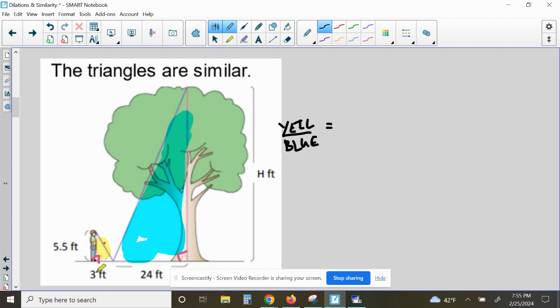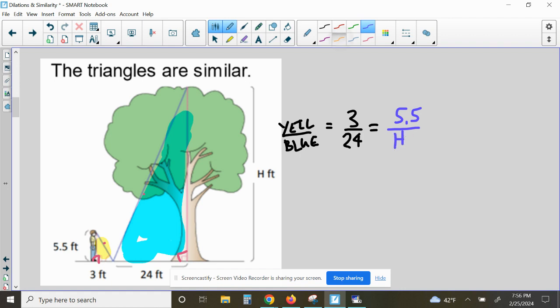So let's look at the smallest of the sides of the yellow one. Smallest of the sides, we have a 5.5 and a 3. So the smallest side we have is a 3. Now look at the other blue triangle. Which side is going to match up? Which side is the smallest side? It's this 24 down here, isn't it? So the 3 is going to match up with a 24. Those are corresponding sides. The next one we have is this 5.5, and that is this height right here. So that's on the yellow one, so that's a 5.5. That's going to match up to this height right here, which is an H.